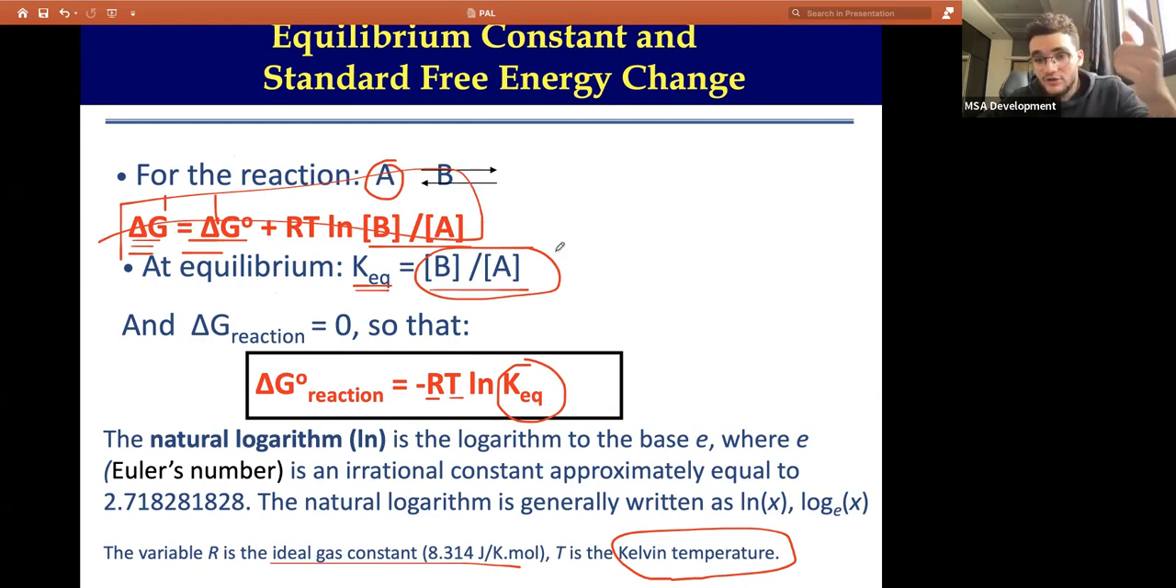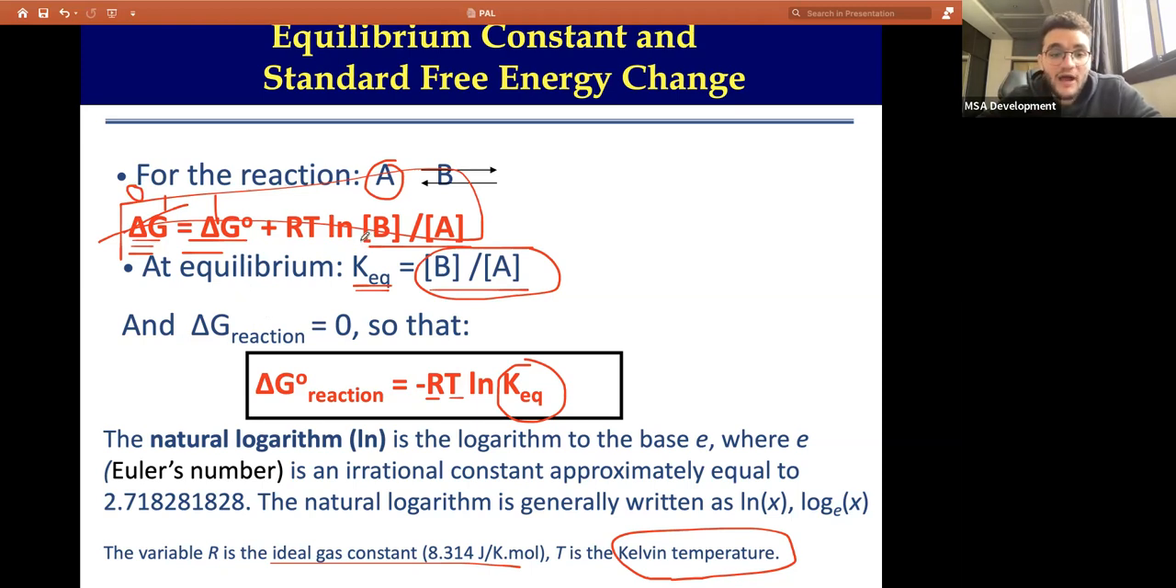Remember what happens at equilibrium? We said delta G becomes 0. That is how you know it's at equilibrium. If it's negative or positive, they're not at equilibrium. To be at equilibrium, delta G has to be 0, so you replace this by 0.